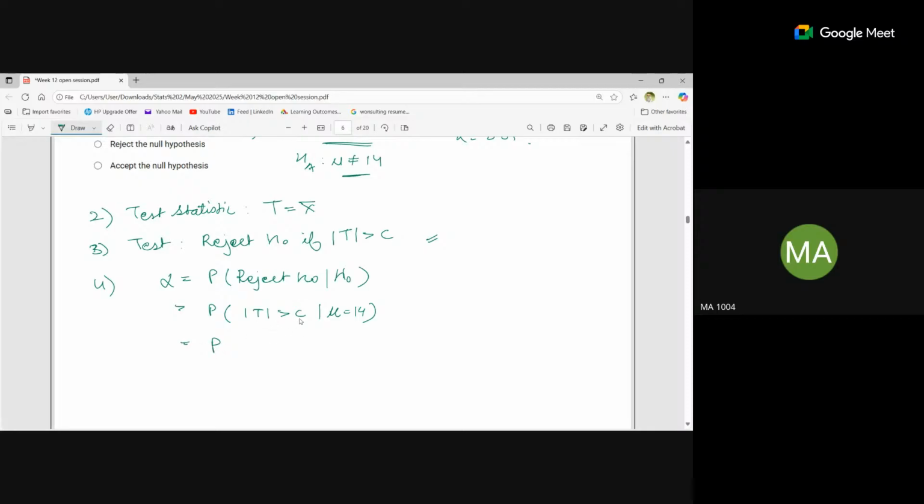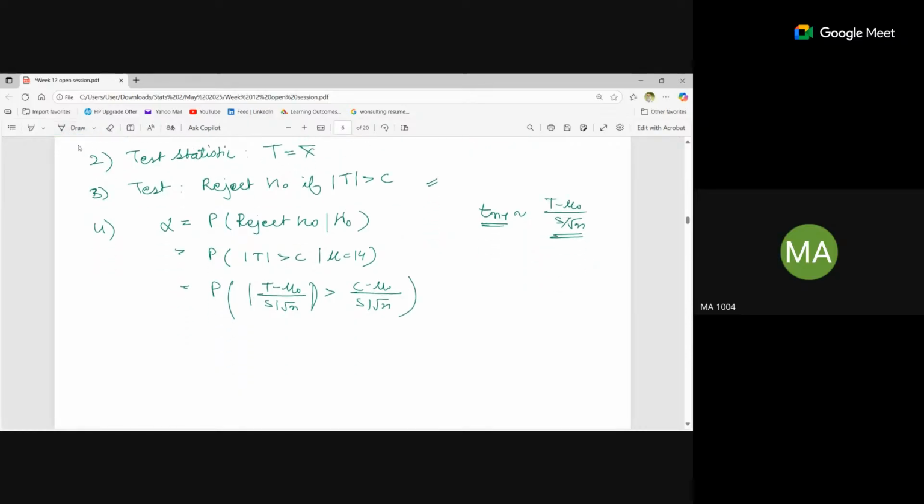Now I have to convert this. I am using T test, so I have to convert this into a T distribution with n minus 1 degrees of freedom. Which equation follows T with n minus 1 degrees of freedom? It is X bar minus mu divided by S divided by under root n. So this will be mod of T minus mu naught divided by S upon under root n. Similarly, C minus mu naught divided by S under root n. Correct?